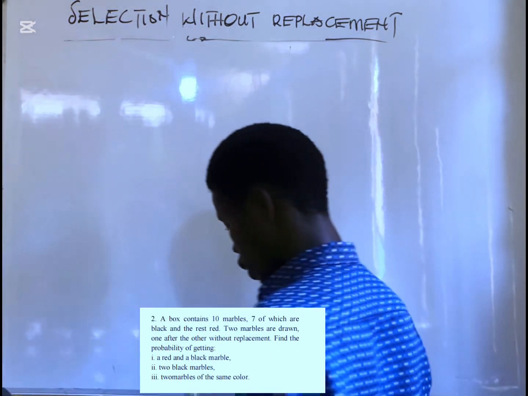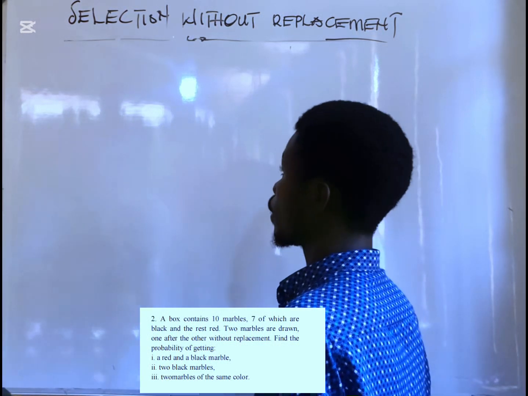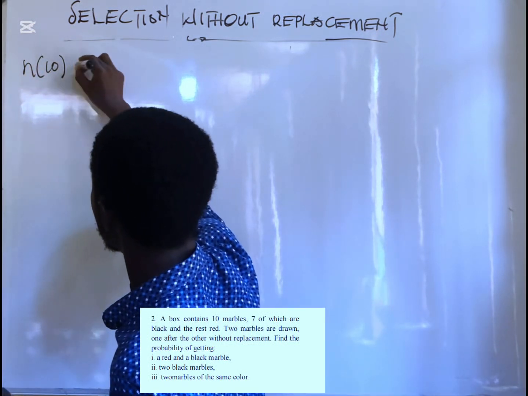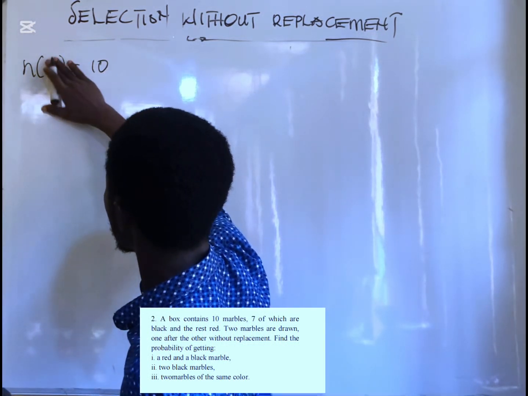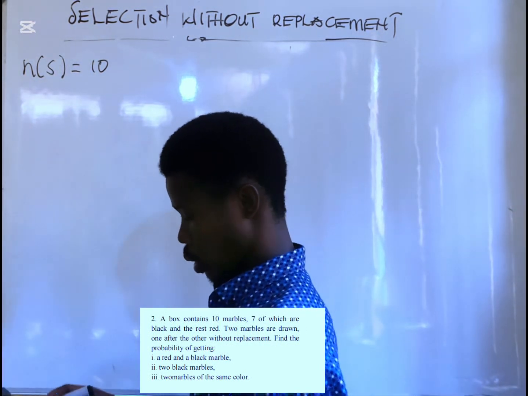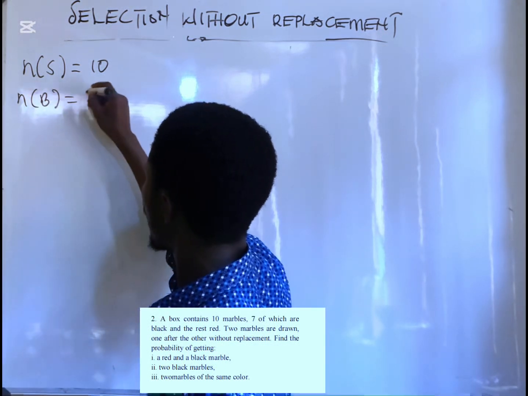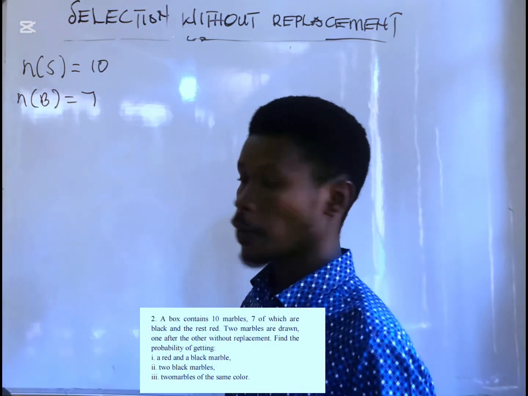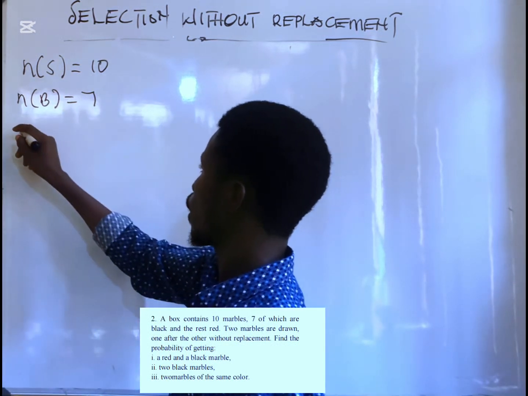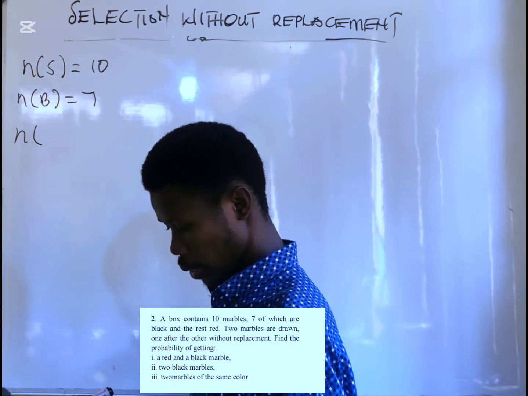So let's put the data down first. Here the sample space has been given. We have 10. The sample space is 10. Also, the number of black marbles was given, which is 7. Is that okay? Now we know that the sample space is 10. What we don't know is the other one, because they said that the rest are red.